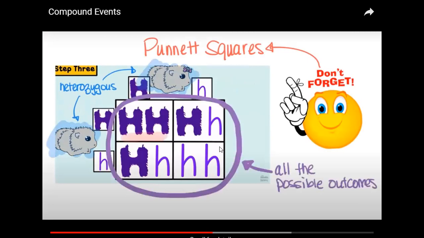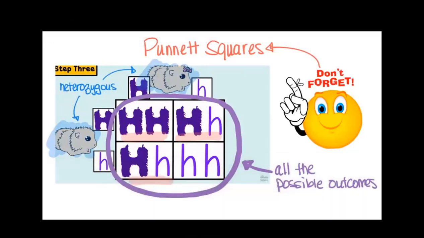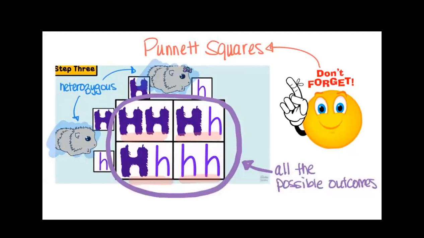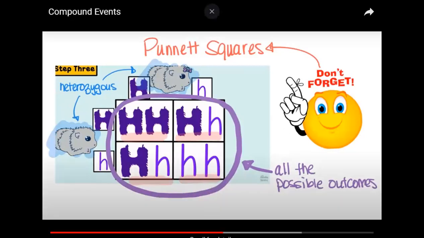We got a big H, so homozygous dominant. We got a big H, little h, so heterozygous. Another big H, little h, so heterozygous again. And then a little h, which tells us that it's homozygous for the recessive alleles.